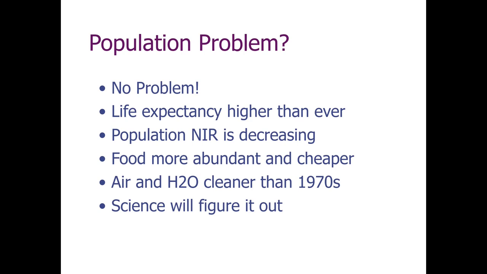Life expectancy is higher than ever. Ironically, it's because people are living longer and they're not dying. That's part of the reason that population is increasing. The natural increase rate is decreasing, but it's still not zero. It's still not negative, so the population is increasing. Food is more abundant and cheaper today than ever before. Air and water are cleaner. Well, yeah, they were, but in the 1970s, we actually had a river catch fire. So I wouldn't use the 1970s as any sort of standard for goodness.